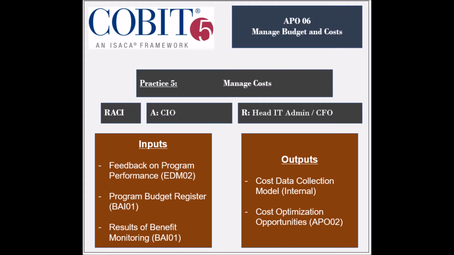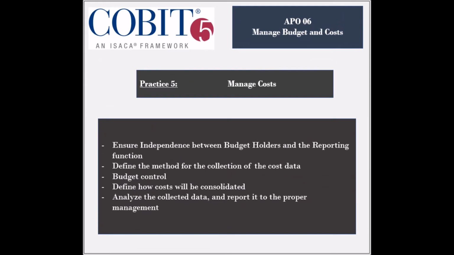It generates 3 outputs, which include the cost data collection method to be used internally, and the cost optimization opportunities to be used by the APO02 process. The activities involved in this practice include segregating the responsibilities of those responsible for the IT budget, and those responsible for collecting and analyzing the financial information.